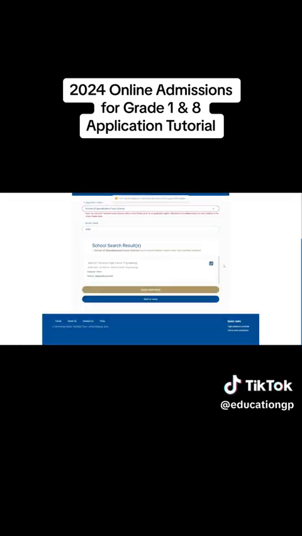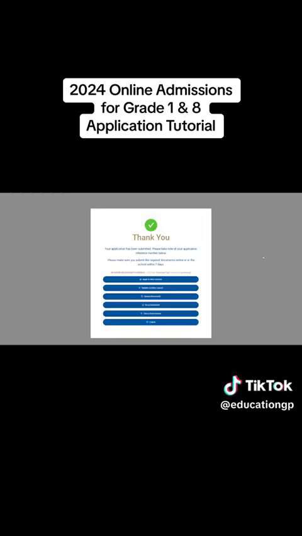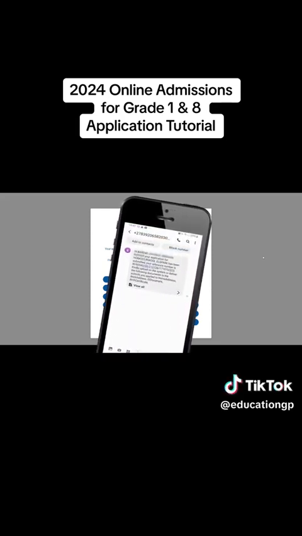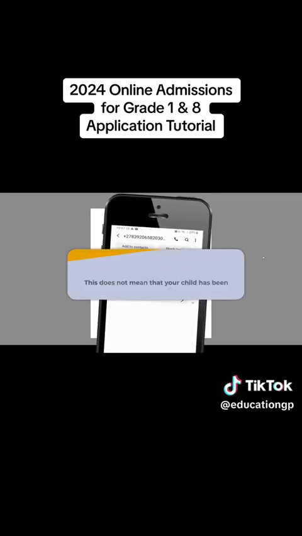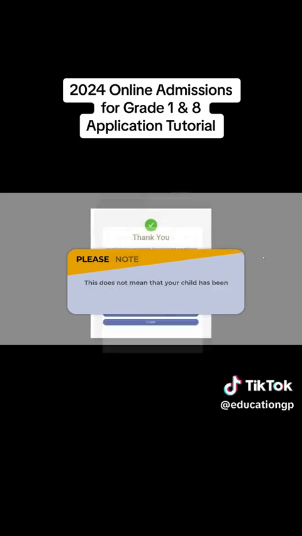Once you have completed this section, you can submit your application. A thank you confirmation page is displayed with the reference number for the learner application. This is also sent to the cell phone number that you filled in earlier when you registered parent details. This does not mean that your child has been accepted at that school. It only confirms that the application has been submitted.